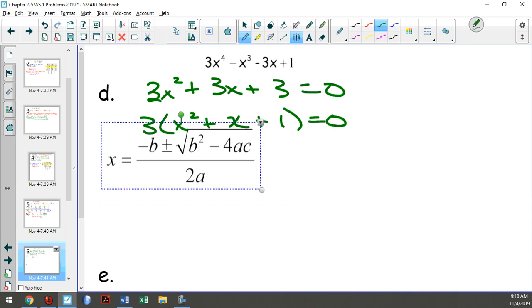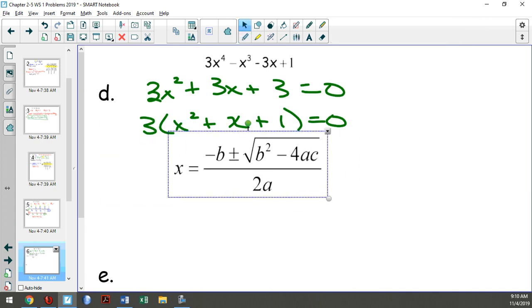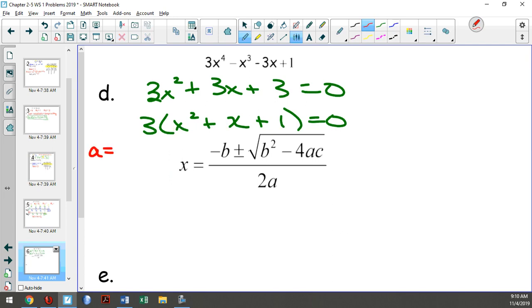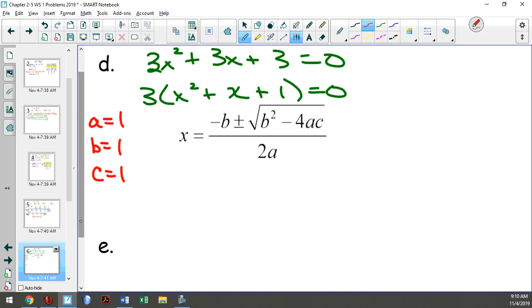x equals -b plus or minus the square root of b squared minus 4ac, all over 2a. What is a? 1. What is b? What is c? Okay, so very good. We're simply going to apply this formula. That's going to be -1 plus or minus the square root of 1 squared minus 4 times 1 times 1, all over 2 times 1. Do we see that? Yes or no?